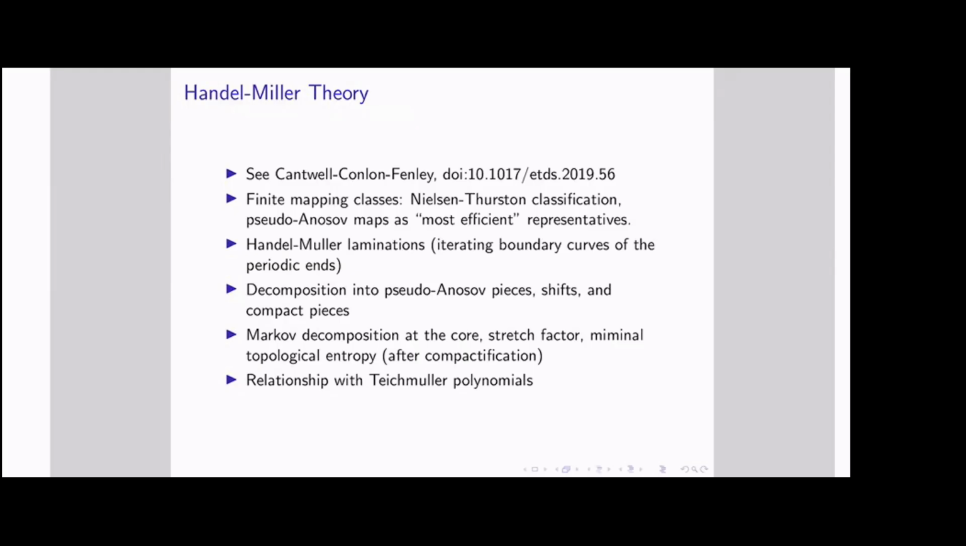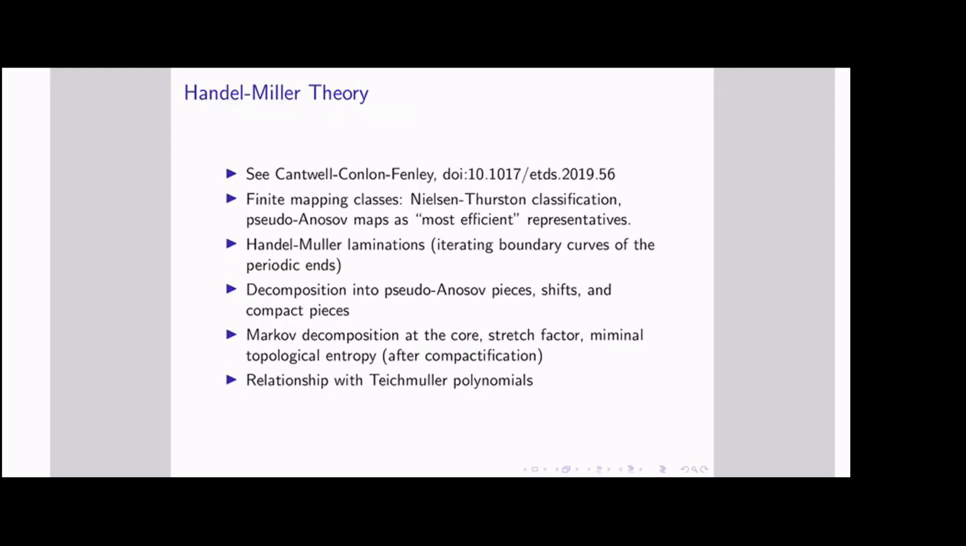So f to the negative, some really high power. If we do forward iteration, it's going off to infinity, but if we do backward iteration, potentially it may not be able to go off to infinity. So in that case, it just wraps around the surface, and that will give us one lamination. And we can consider ends in the other direction and do the same process, and that will potentially give us another lamination.